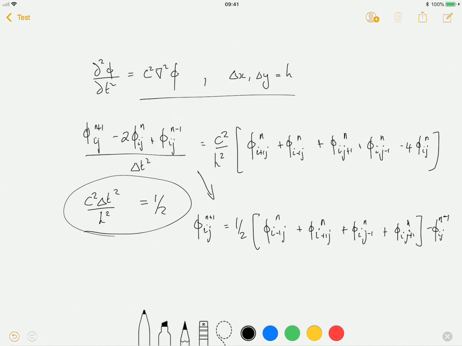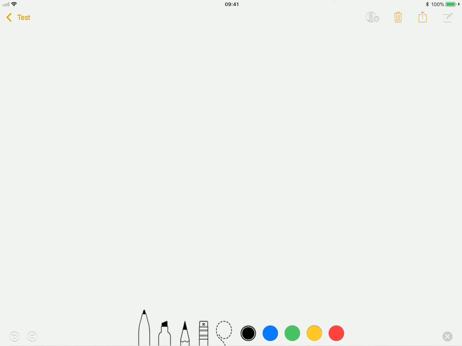Or you can write this in a type of matrix form, that is φ_{i,j} at time n+1 is a half multiplied by 1, 1, 1, 1, and 0, times φ_{i,j}^n, minus φ_{i,j}^{n−1}.